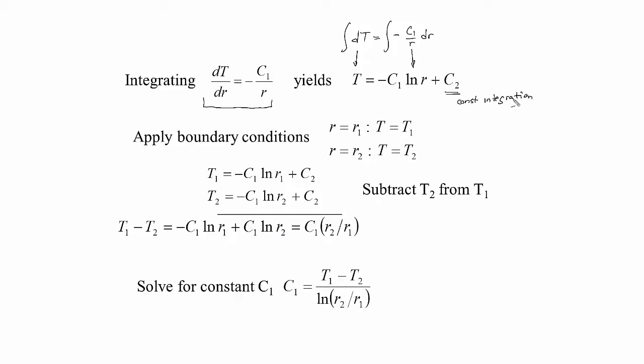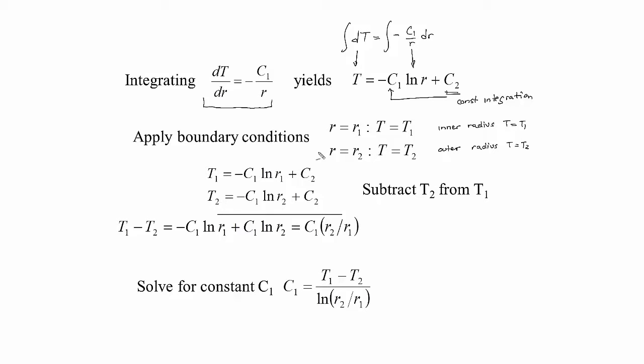We apply these boundary conditions. Remember, we need boundary conditions to close this system. We know that at r equal to R1, the inner radius of this pipe, the temperature is called T1. And at the outer radius, the temperature is defined to be T2. Understanding these boundary conditions will allow us to figure out these two constants, C1 and C2.